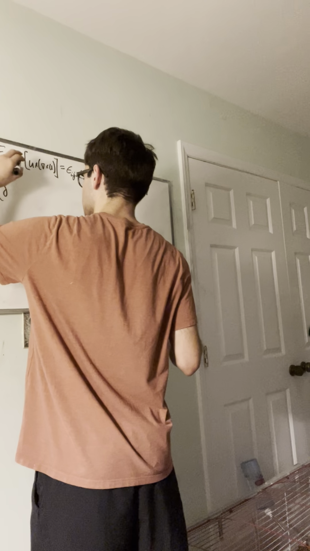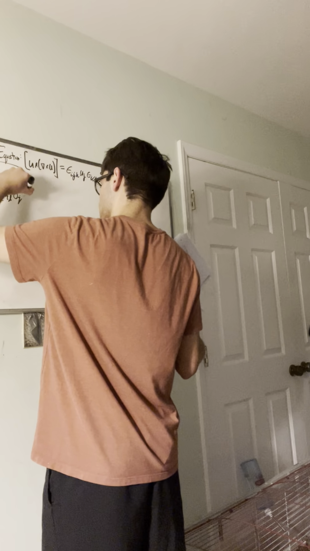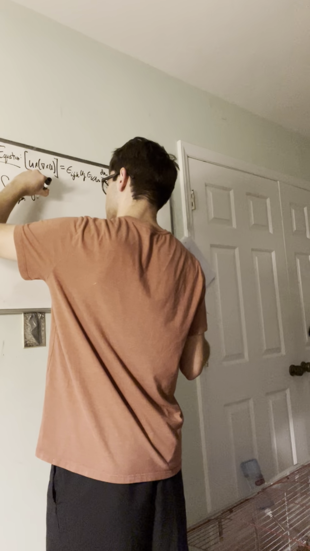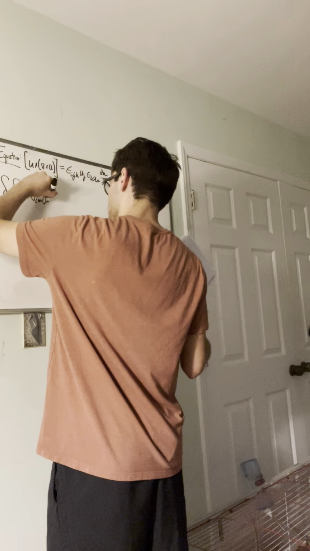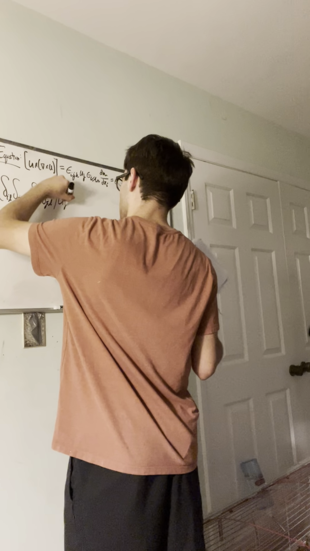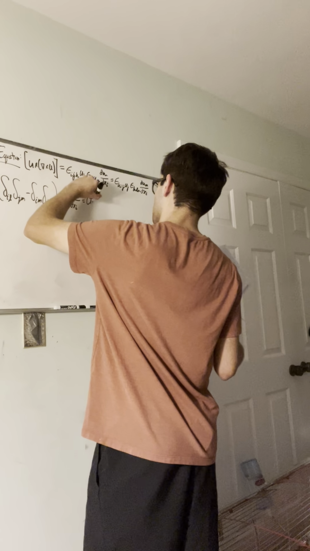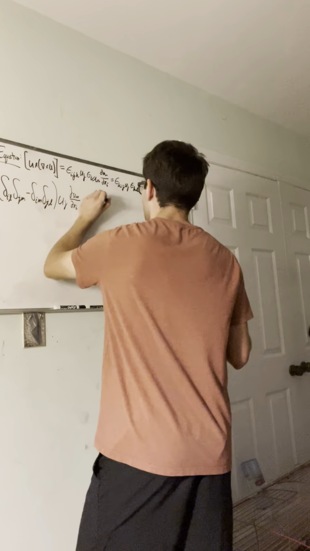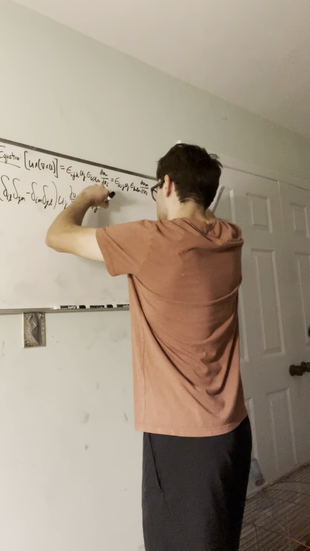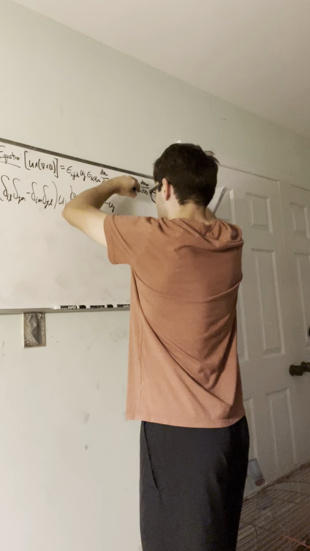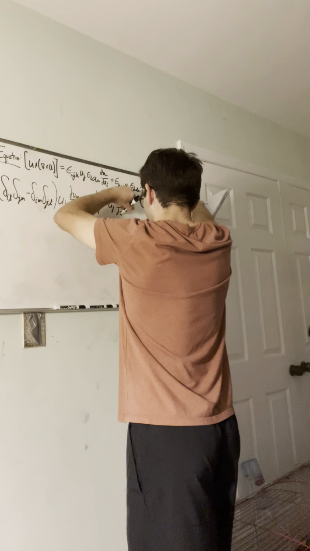Kronecker delta? i l Kronecker delta, j m minus Kronecker delta i m Kronecker delta j l. u_j du_m divided by dx_i equals u_j du_j over dx_i minus u_j du_i divided by dx_j.